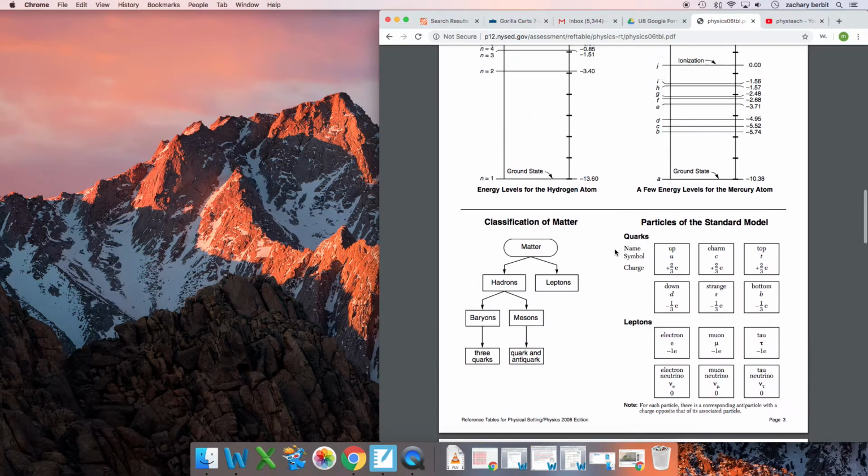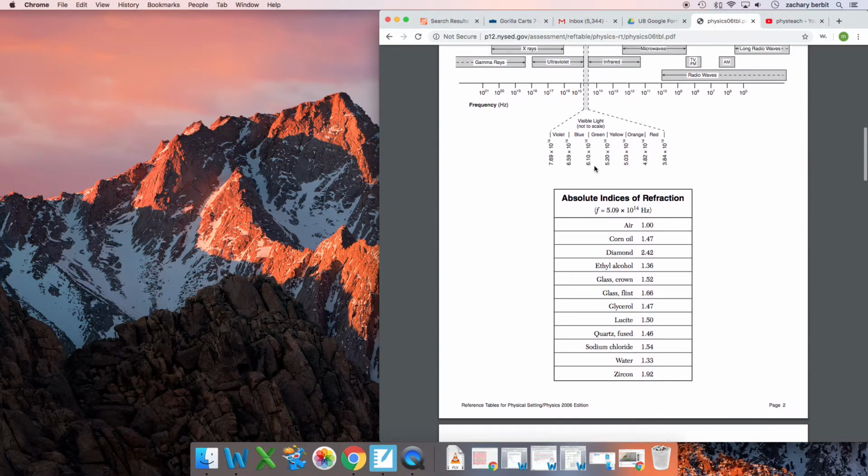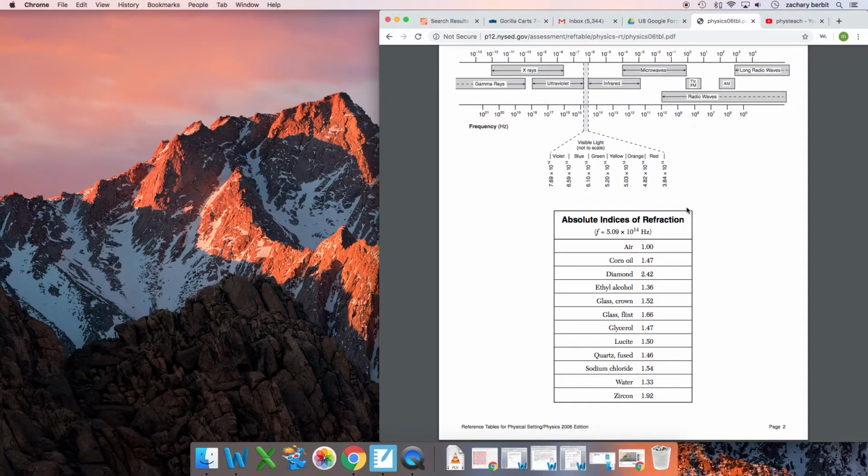What you'll see here in the reference table is on page 2, we have the absolute indices of refraction. So there's a bunch of materials here, a bunch of translucent materials. Light can travel through them, ranging from air all the way through, actually I'll say diamond. Now why air through diamond? Air has the lowest number, diamond has the highest number on this list.